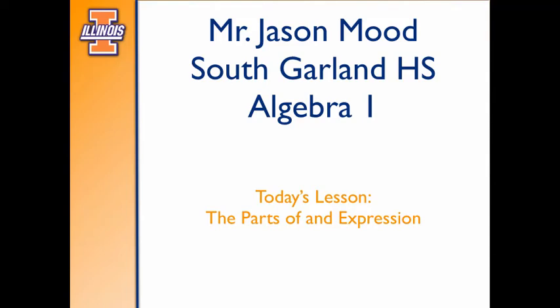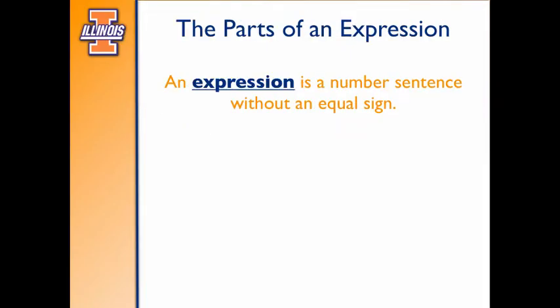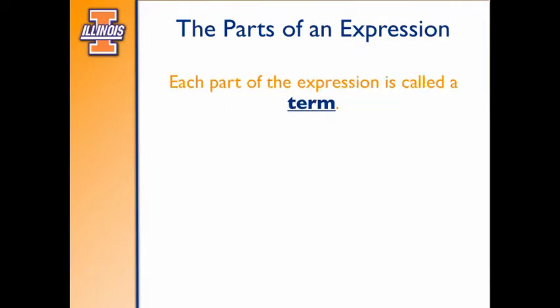Today we're going to talk about the different parts of an expression. At the end of this lesson, you're going to be able to name all the different parts of an expression. An expression is a number sentence without an equal sign. For example, 3x minus 2 minus 5x doesn't have an equal sign, therefore this is an expression.